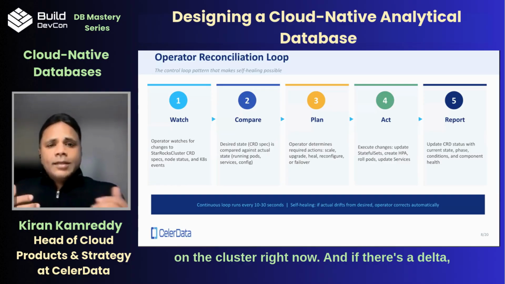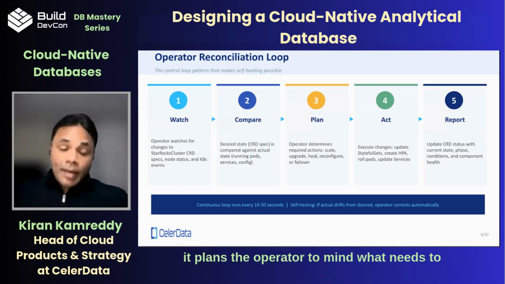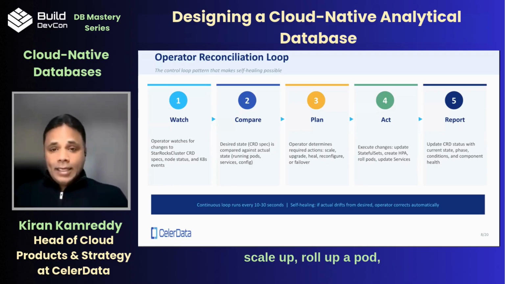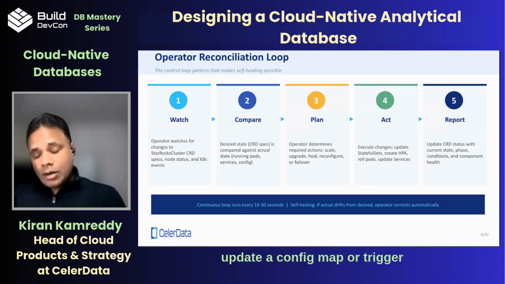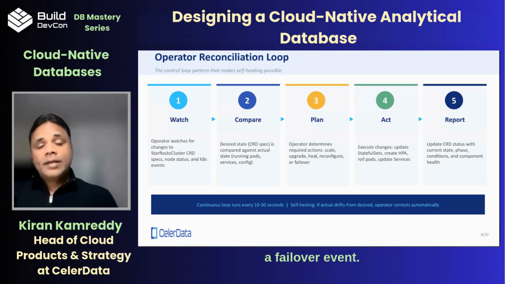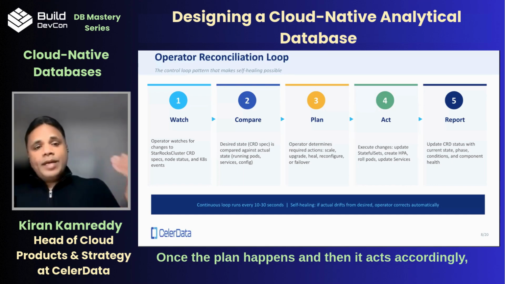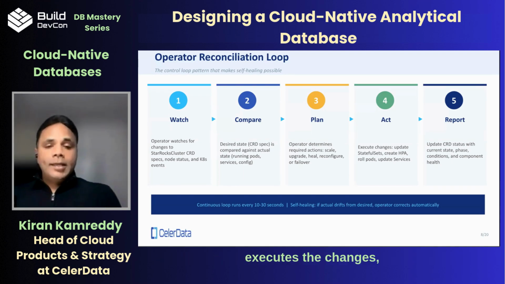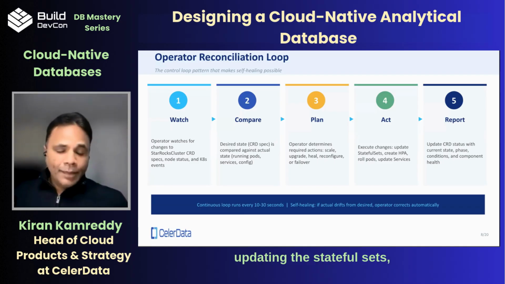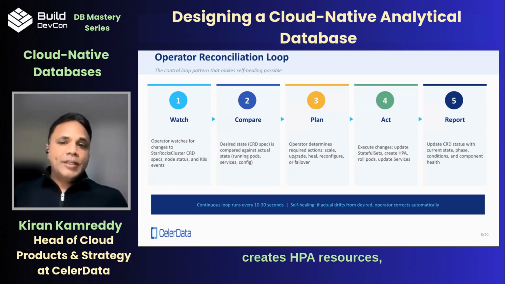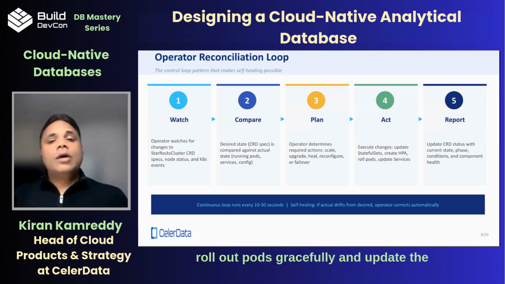And if there's a delta, it plans. The operator determines what needs to happen: scale up, roll a pod, update a config map, or trigger a failover event. Once the plan happens, it acts accordingly, executes the changes, updating the stateful sets, creating HPA resources, rolling out pods gracefully, and updating the services.